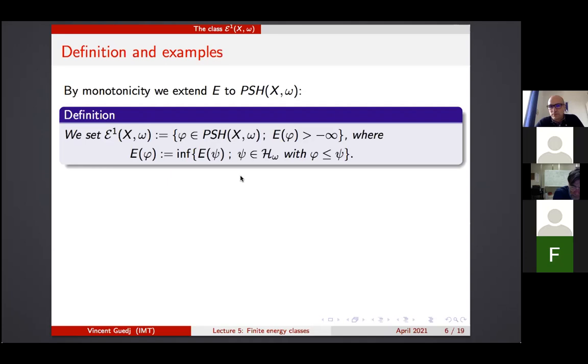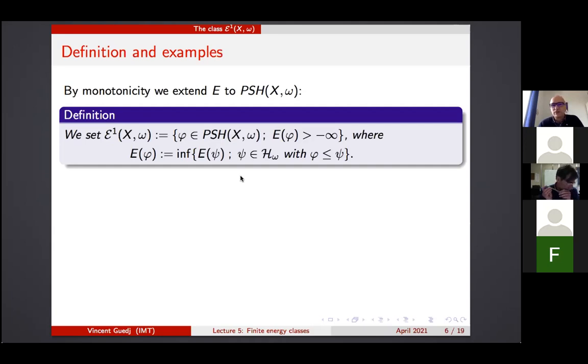Any omega-plurisubharmonic function is the decreasing limit of smooth Kähler potentials. So you can pick any such sequence, and you look at what you get by taking the decreasing limit of the corresponding energies. And this definition says, well, there are two possibilities. Either it goes to minus infinity, or it never goes to minus infinity, and in that case, the corresponding function belongs to the so-called class E1 of X, omega. So that's the definition.